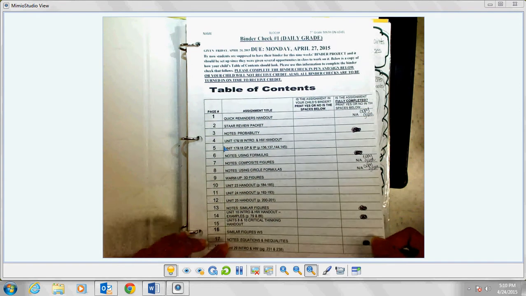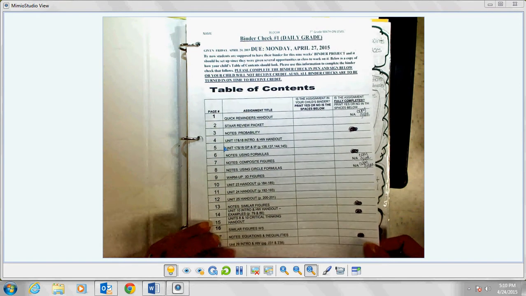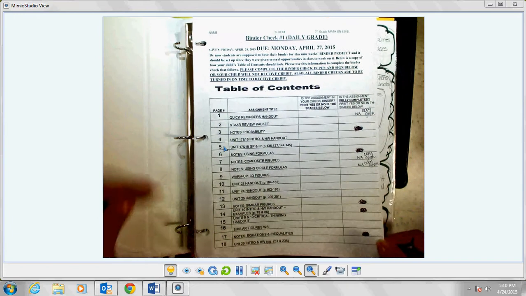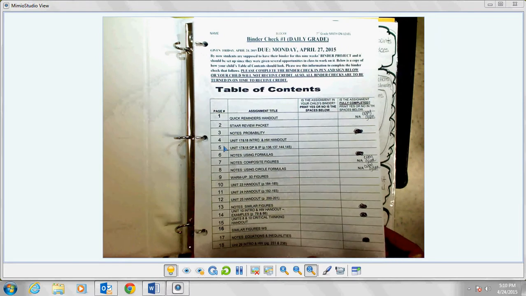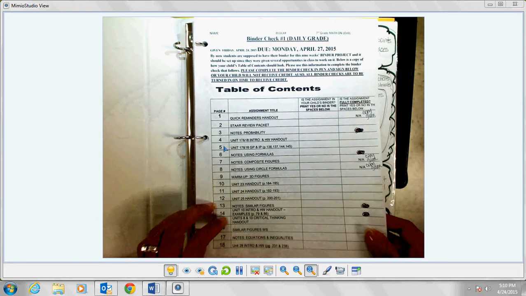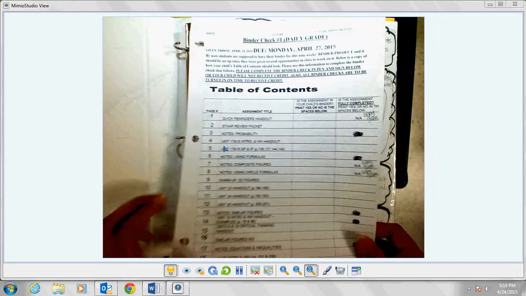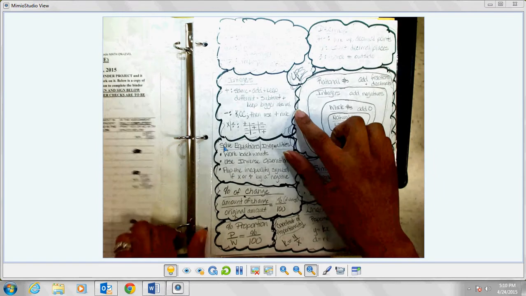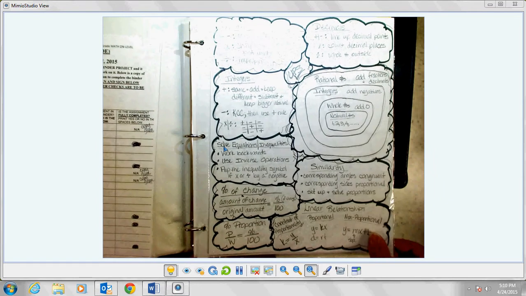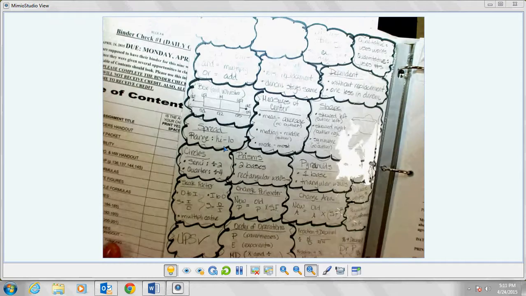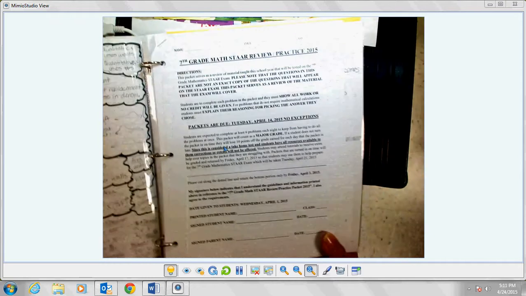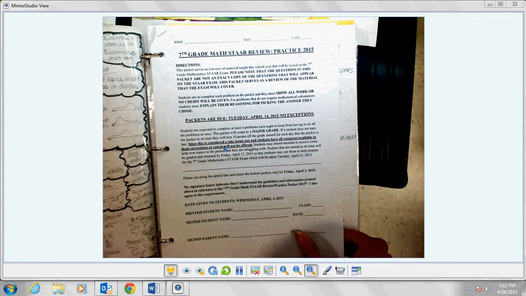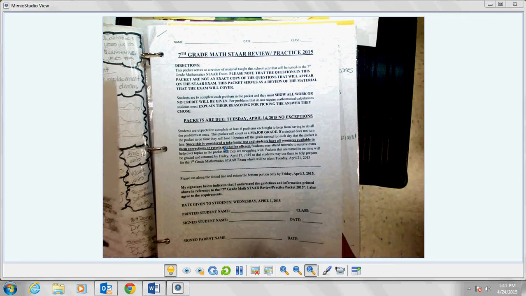Okay, this is the sheet that you received today in class, which is your table of contents. Your binder should be set up in this exact order. So first you have your quick reminders handout, which is this sheet right here, which is a copy that was just given to you. And that's the back of it. The next thing is your star review packet, and it should already be graded at this point.